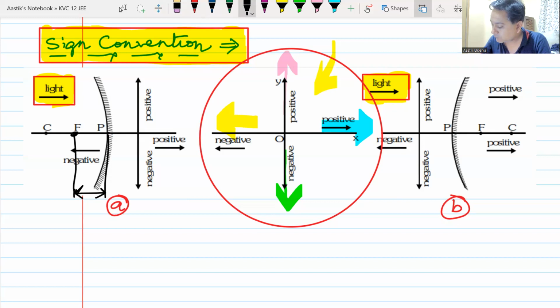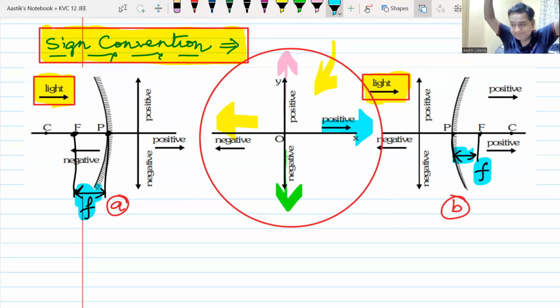Positive. Array, what is this distance known as? Focal length. Focal length denoted by the letter small f. Similarly, if I mark it here, this distance would be the focal length f. All of us understand this focal length, yes or no?